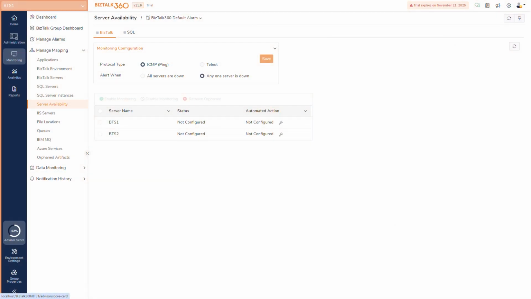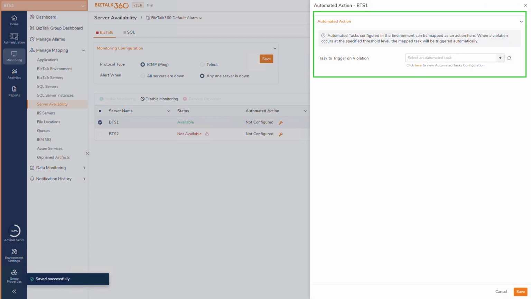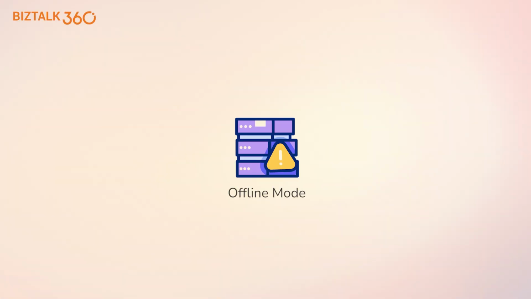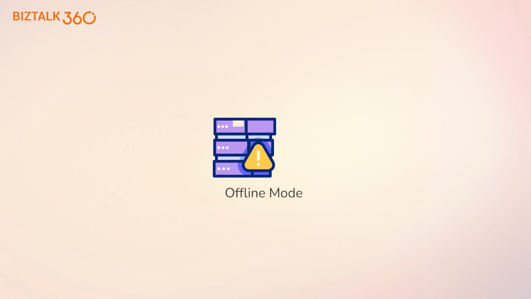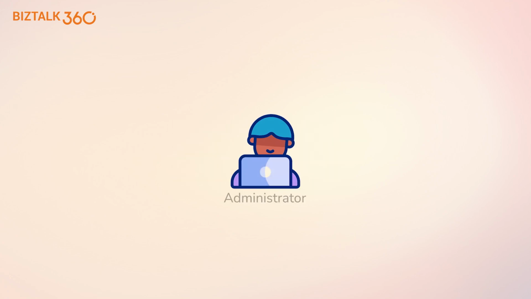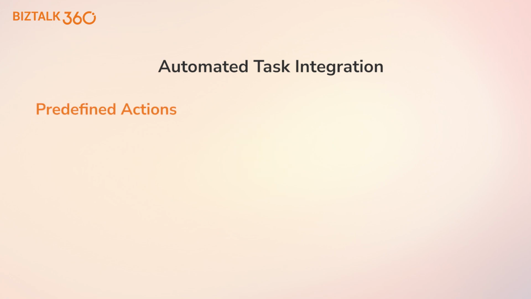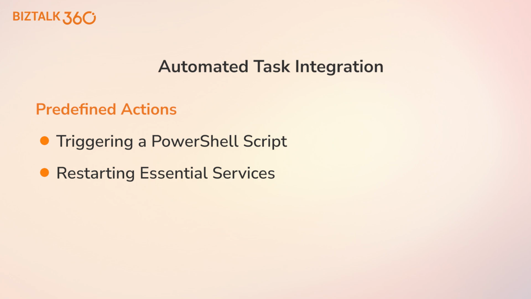Ensuring server uptime is critical for any BizTalk environment. With the latest enhancement in version 11.6, you can now integrate automated tasks with server availability monitoring. Previously, when a monitored server went offline, BizTalk360 would alert you about the issue, but recovery still required manual action from the administrator. With automated task integration, when a server is detected as down, it can instantly execute predefined actions, such as triggering a PowerShell script or restarting essential services.